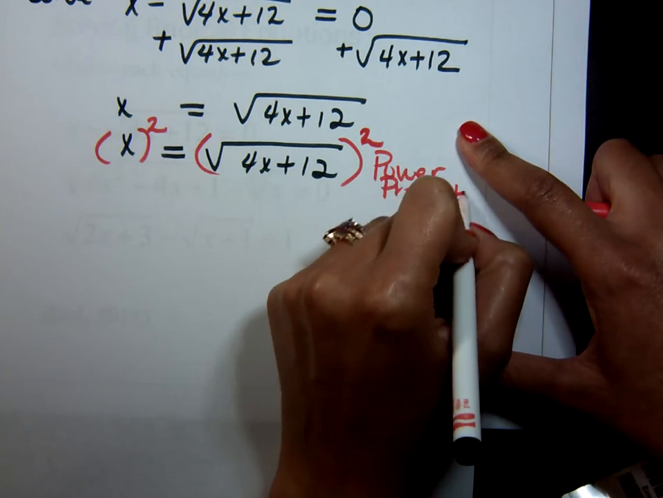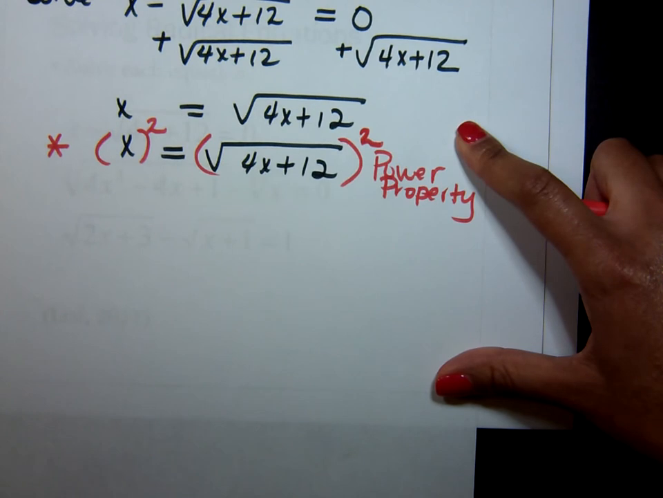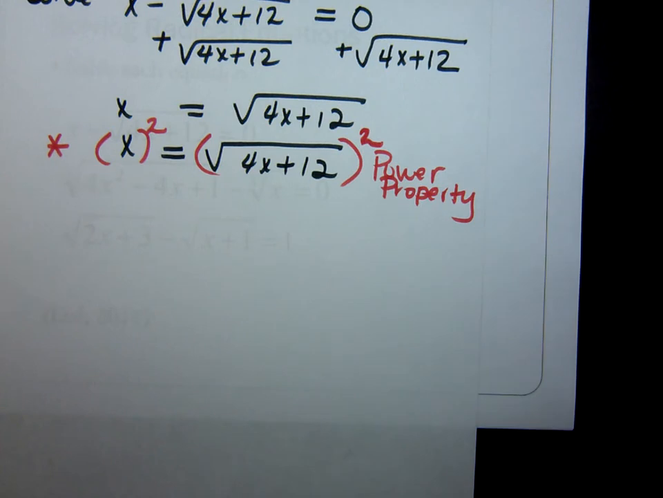But because of this property, sometimes when we raise equations to powers, we create more solutions than there really are. So we will definitely need to check our solutions in the original equation because of this step. Okay, I just want to point that out.